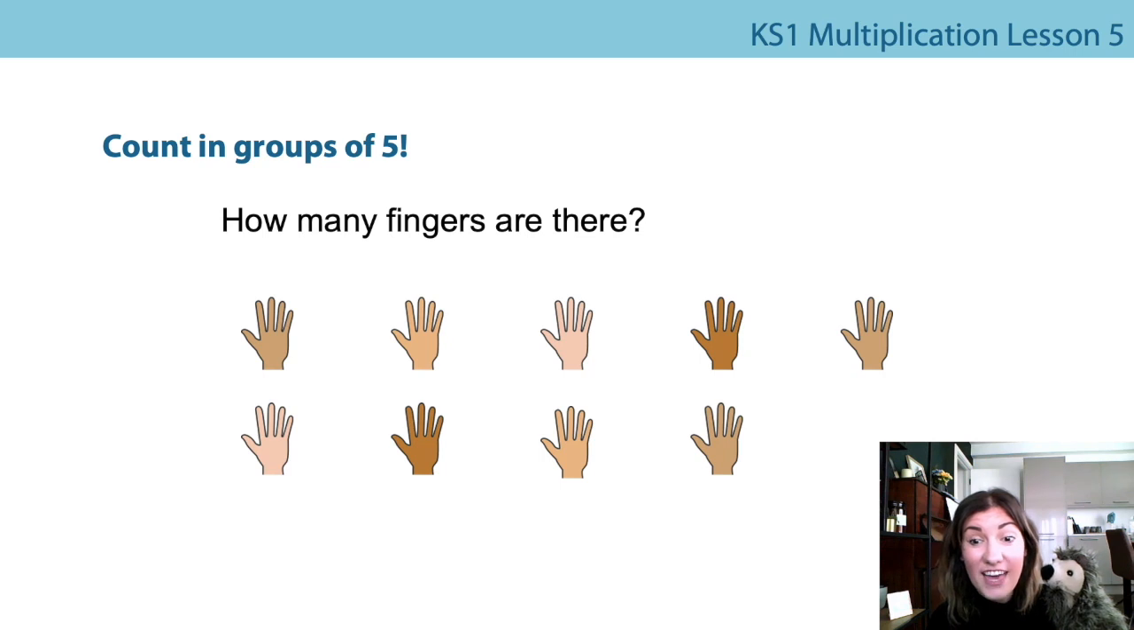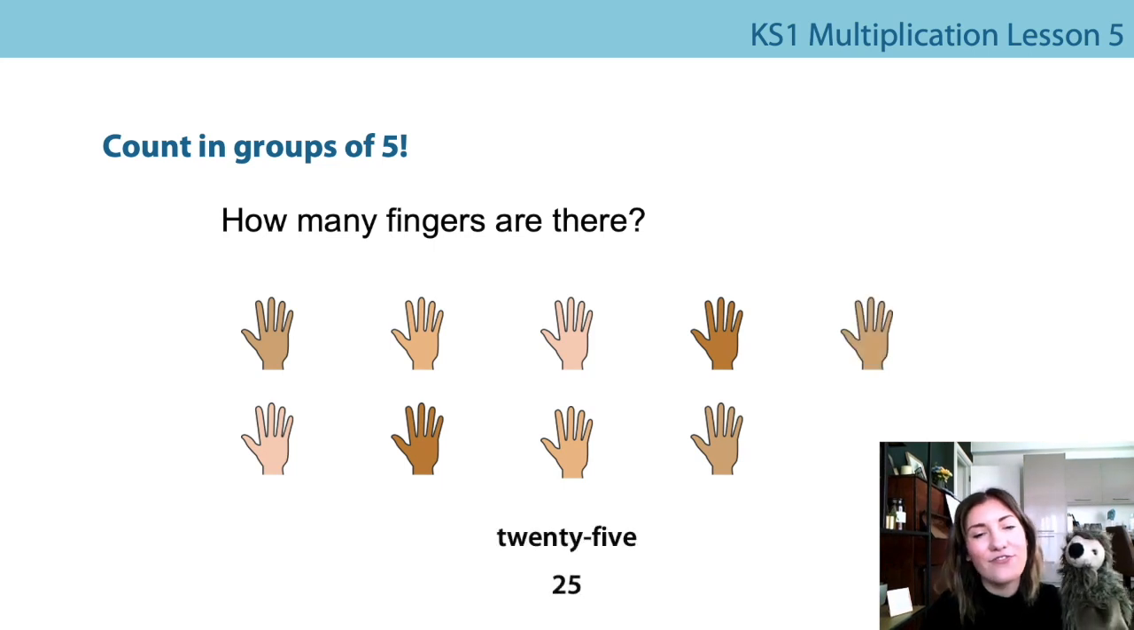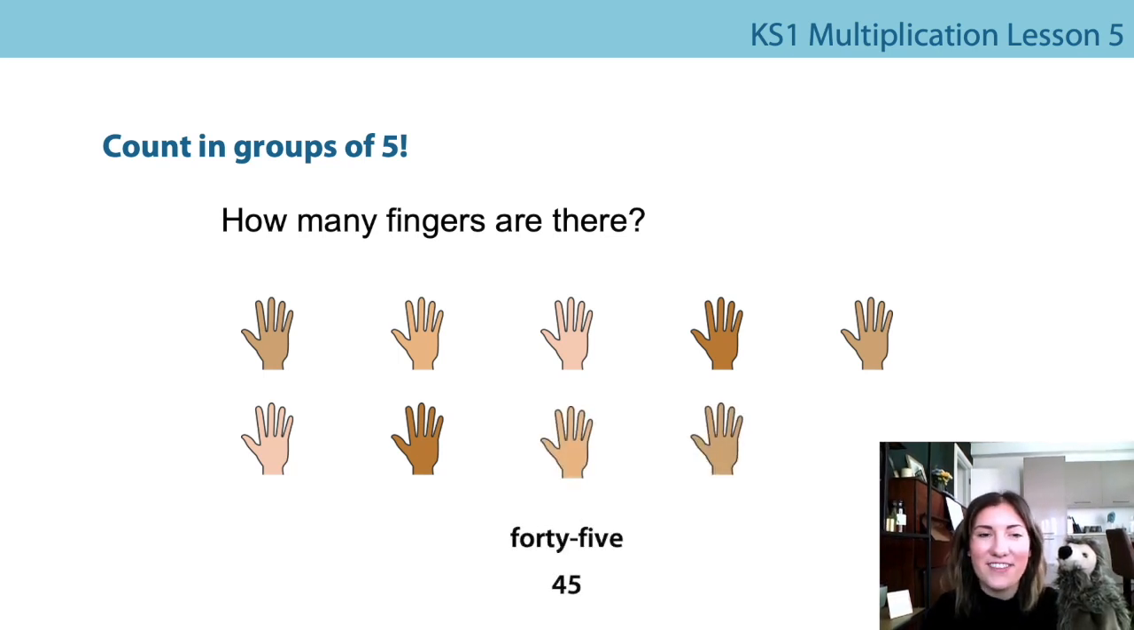Now let's just count on the number of fingers in 5s just by saying the number. Are we ready? 5, 10, 15, 20, 25, 30, 35, 40, 45. Well done, everyone.